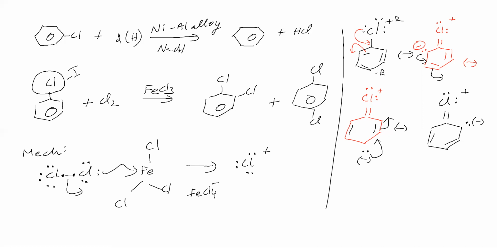So next we'll see nitration. Here, what is the conclusion we got? Aryl halides are deactivating the phenyl ring, but they are ortho-para directors for electrophilic substitution. This Cl is deactivating the phenyl ring towards electrophilic substitution, but it is an ortho-para director for the electrophile.